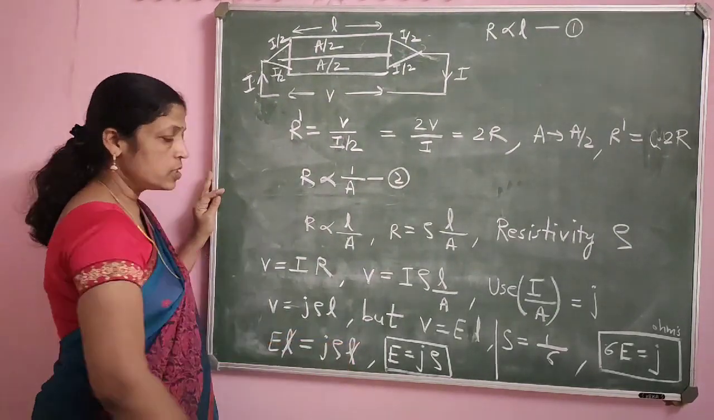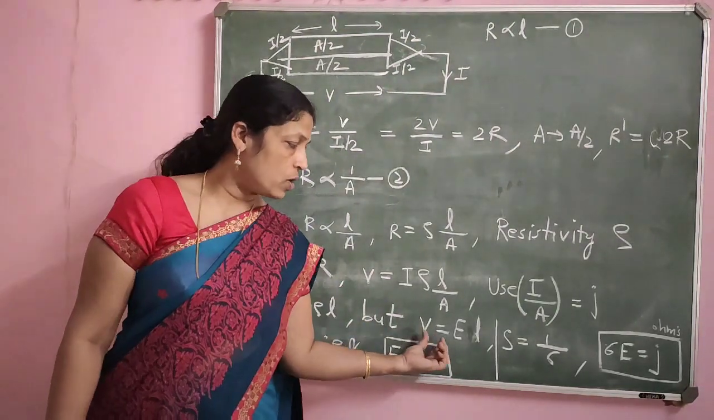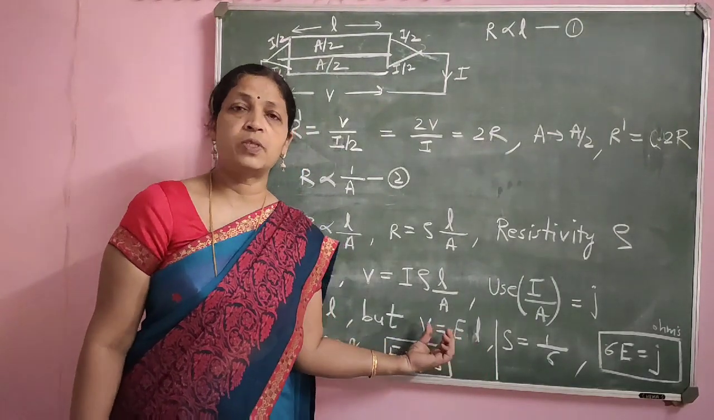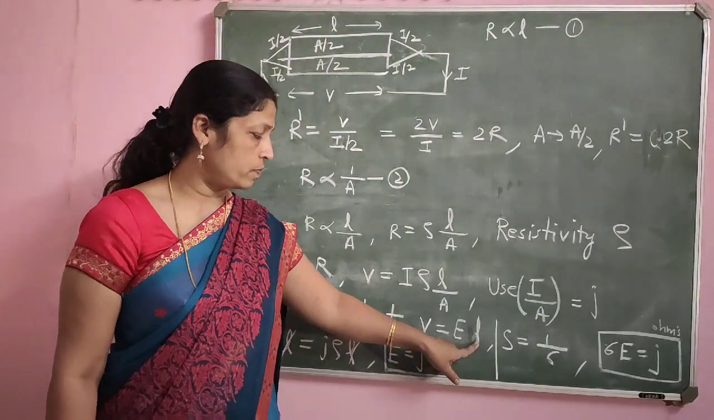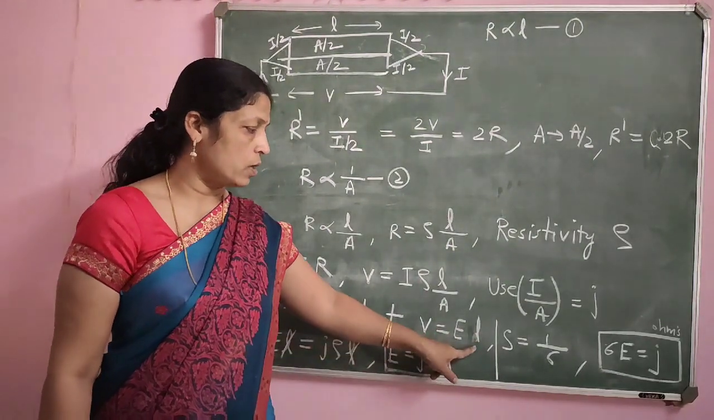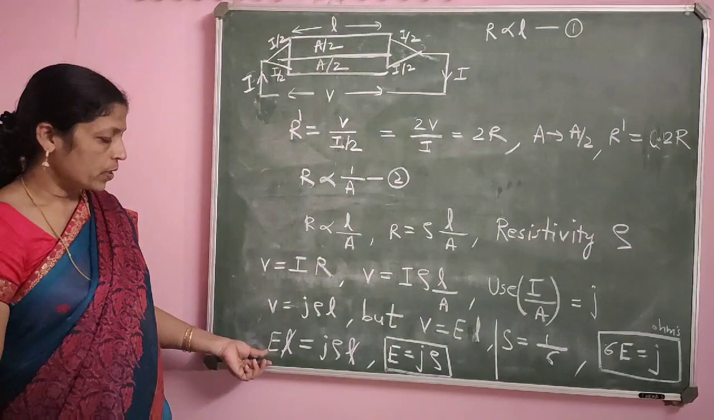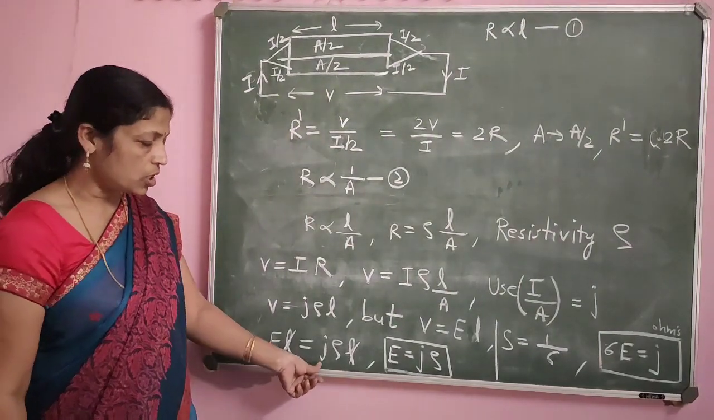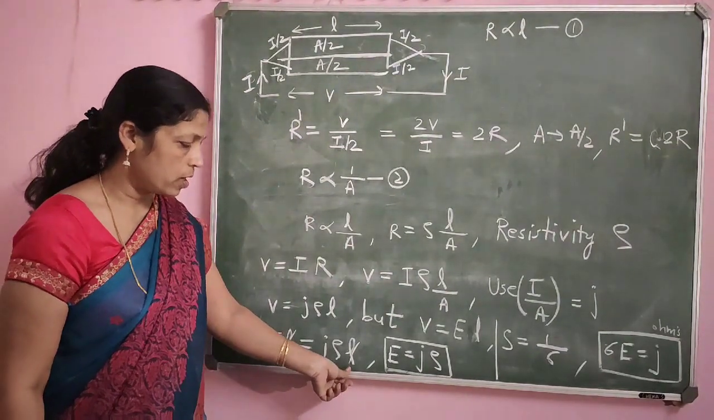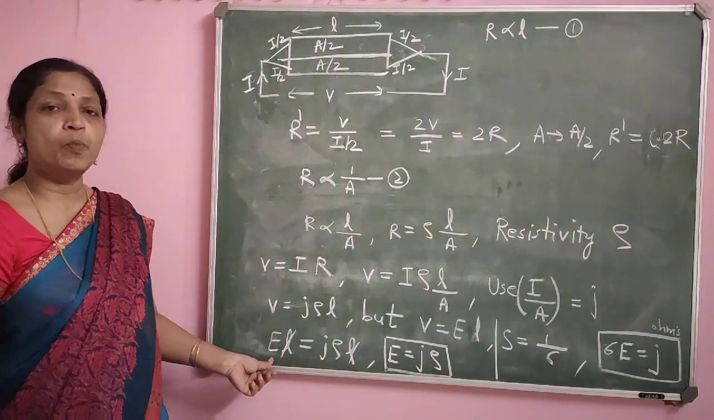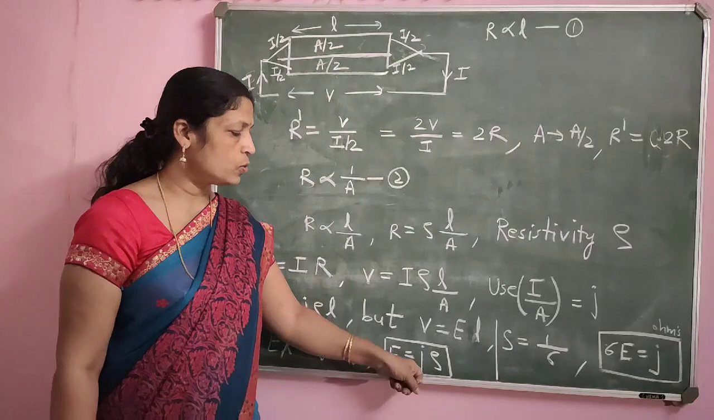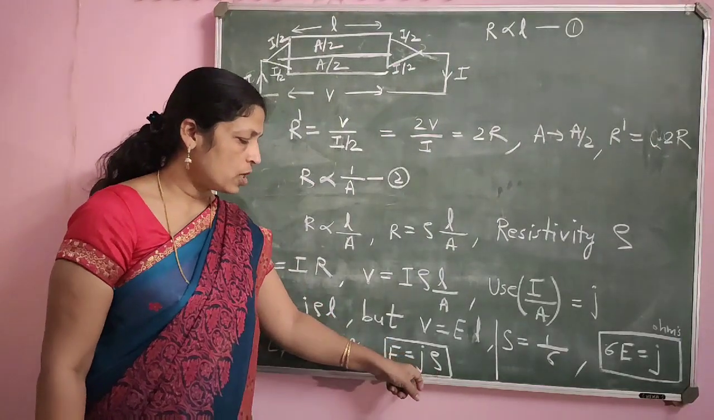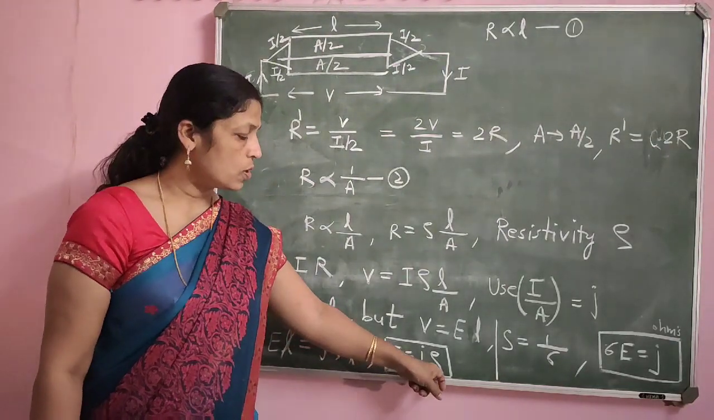But in the second chapter we have seen V equal to ED. In place of D we have written L. So V equal to EL. Substitute here: EL equal to J rho L. L will cancel out from both sides and we get the relation E equal to J rho, where J is current density and rho is resistivity.